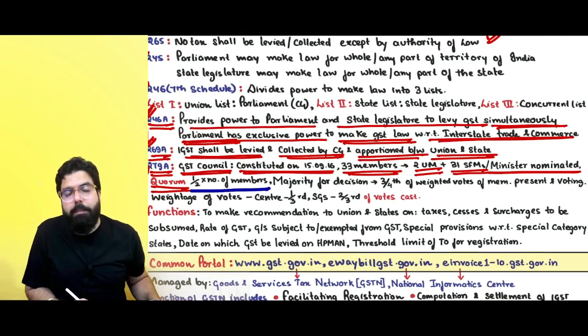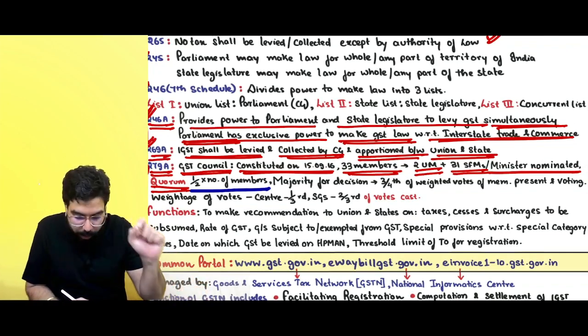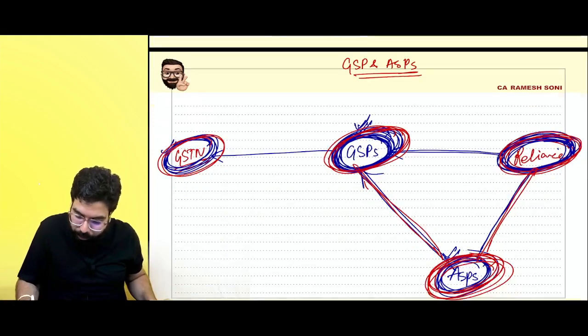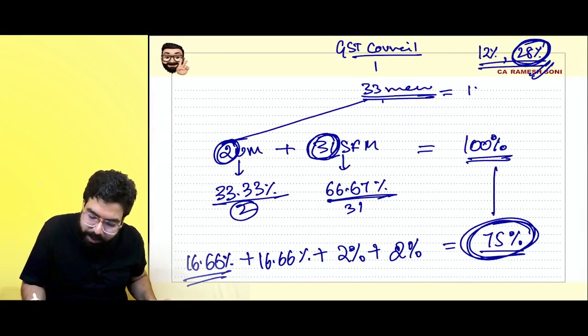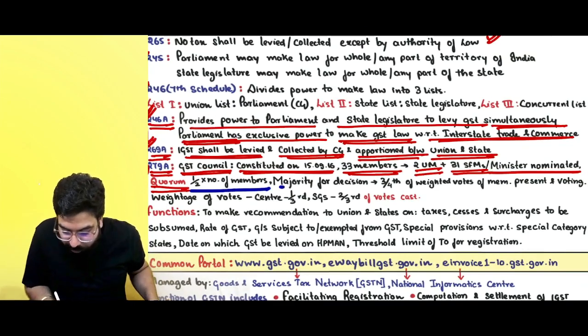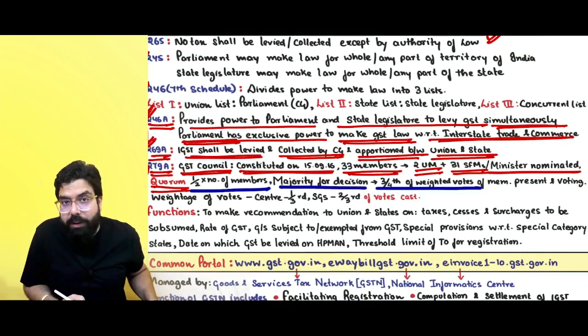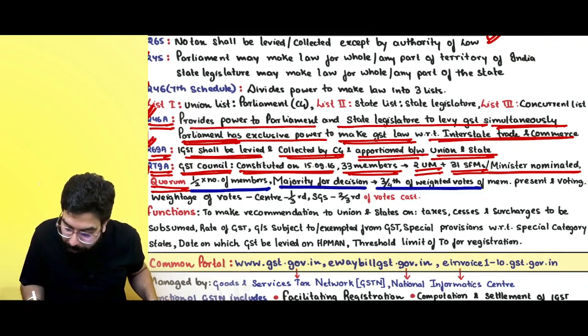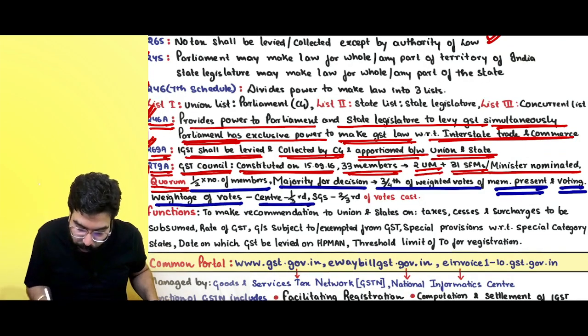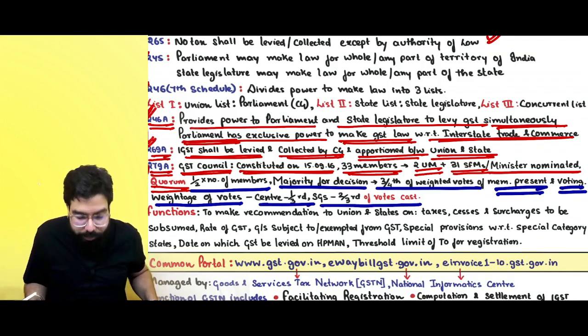Half of the number of members is the quorum, basically the number of members who are required for the meeting to be held. How many, sir? 17. Half of the number of members are required for the quorum. Done, sir. Majority for decision is 3/4. 3/4 means 75% of the members who are present and voting. Weights of the votes: center one third and state two third of the votes cast.